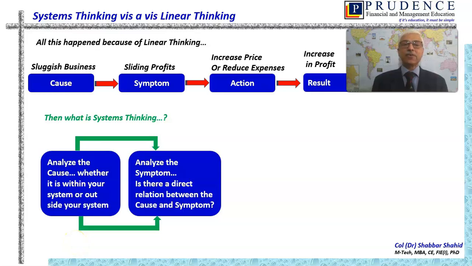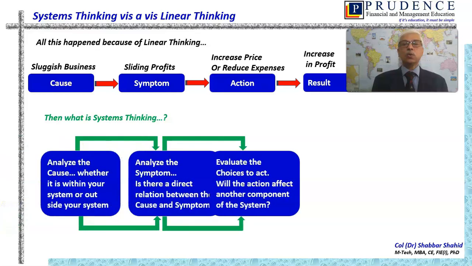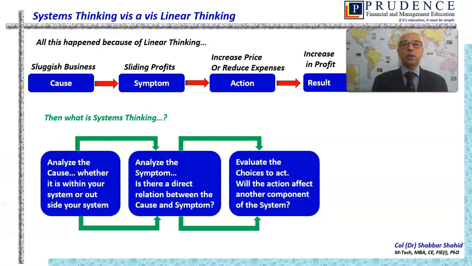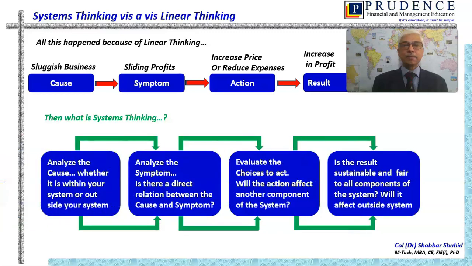Is there a direct relationship between the cause and the symptom, or are they disconnected? Then you would try to understand or evaluate what are the choices available to you. There may be several choices available to you apart from increasing the price or reducing the expenses. And then you will see whether the action that you take will affect any other component of the system or anything outside the system. Will it have any adverse effect on that?